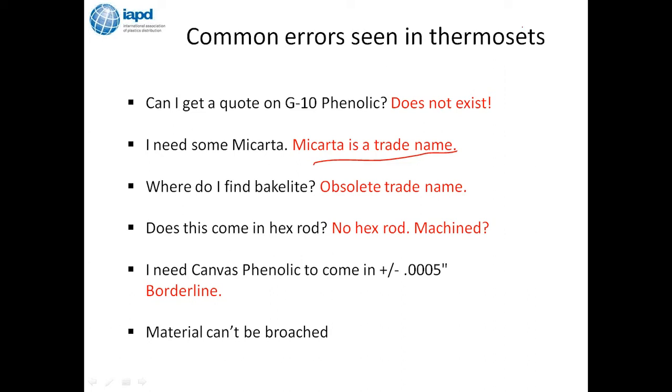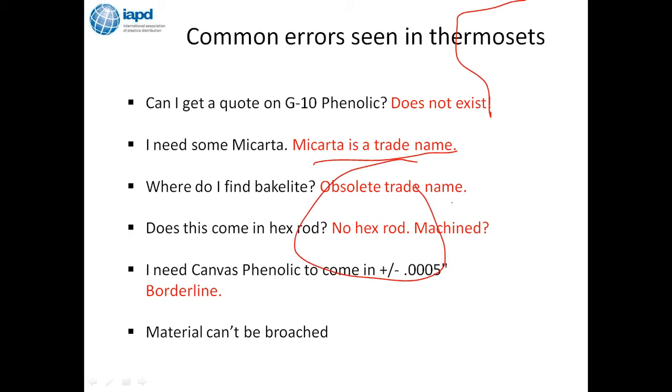And then, where do I find Bakelite? This is an obsolete trade name. Unfortunately, the Bakelite name hasn't survived the 107 years since Mr. Baekeland founded that material. And you will also find that there are lots and lots of other old trade names and callouts that are just long obsolete. So that's something you have to keep an eye out for. Does this come in hex rod? There's no hex rod; it can be machined, but it's not a standard.